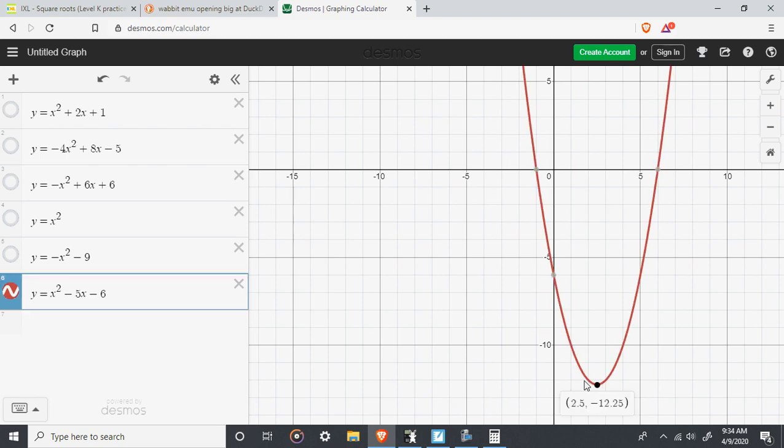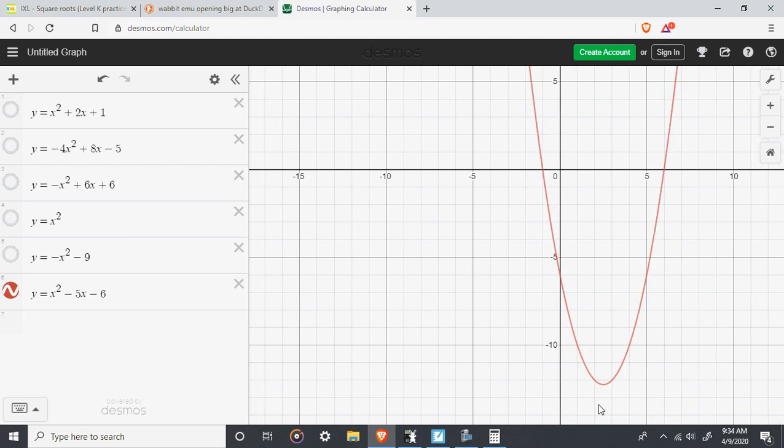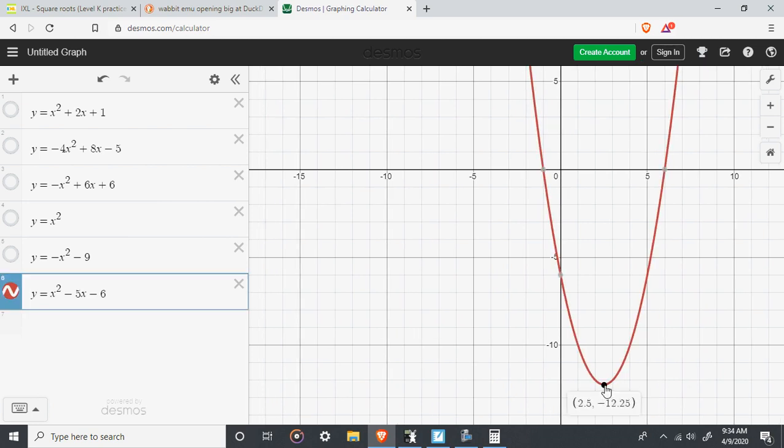In this case, it is not integer answers, it's decimals. When they say what's your minimum, you only want the second number, because the 2.5 is how far you went over this way. That really isn't your minimum. Your minimum is how much it dropped. It dropped by -11.25. Again, what's your y-intercept? Your y-intercept is right here. Your y-intercept would be (0, -6), or just the -6.